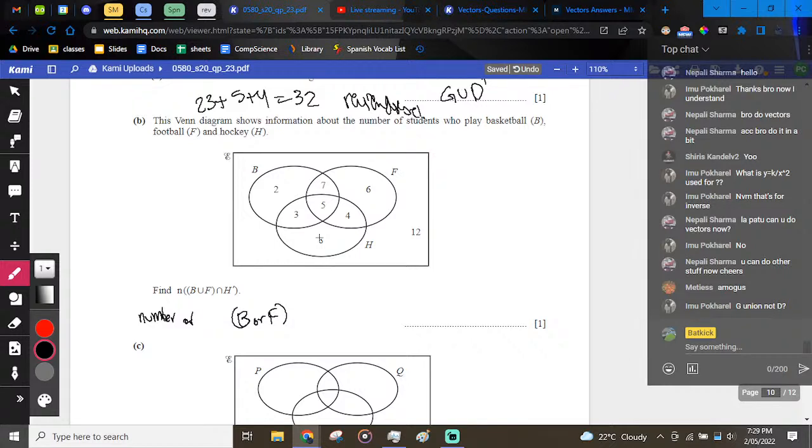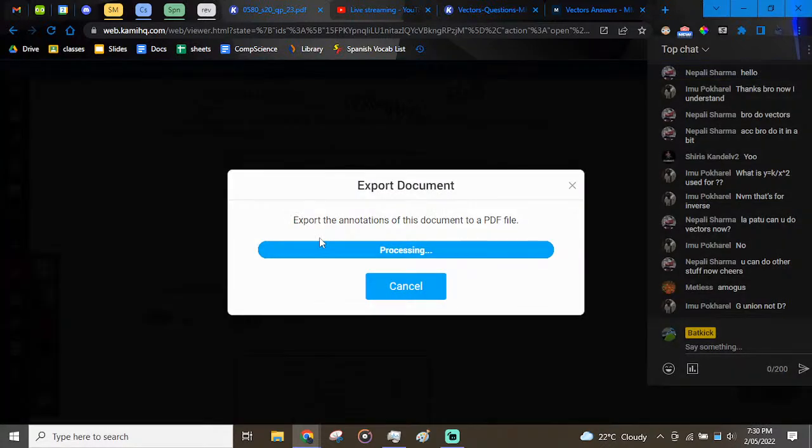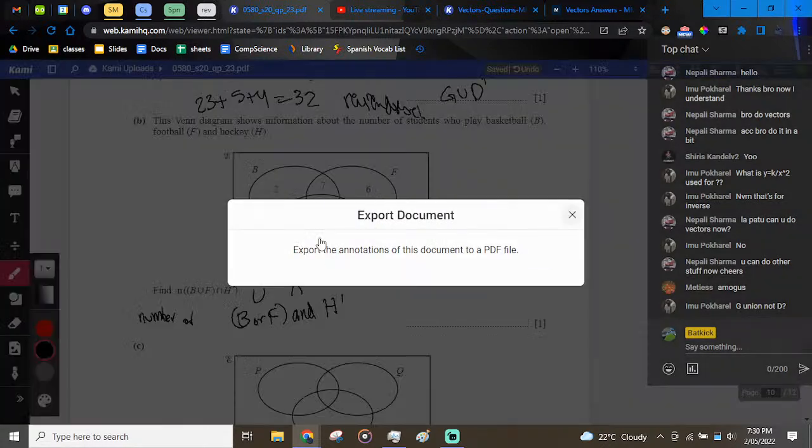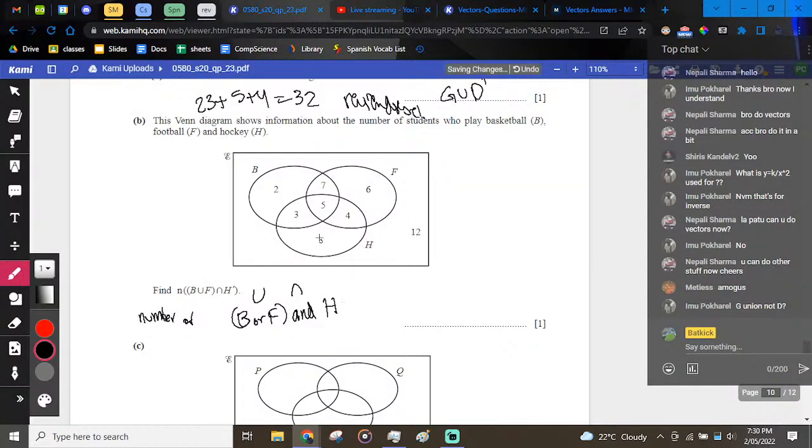And the union means and, they have to intersect, intersection. Union, intersection, or and. H minus... and not H.